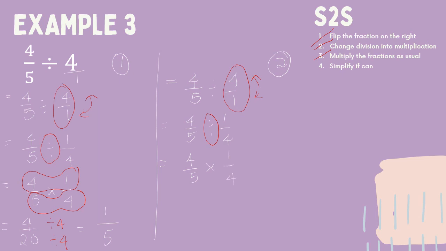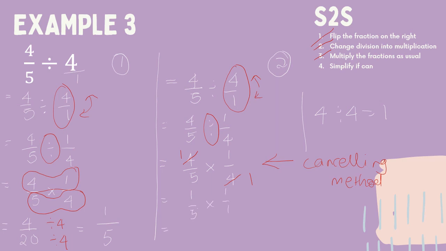Now, from this onwards, you can actually use the cancelling method on this one. Why is that? Because you can cancel 4 and 4. You can divide them by the same factor, which is 4. So 4 divided by 4, let me just do that calculation here. 4 divided by 4 is 1. 4 divided by 4 is 1. So what is left is 1 out of 5 times 1 out of 1.